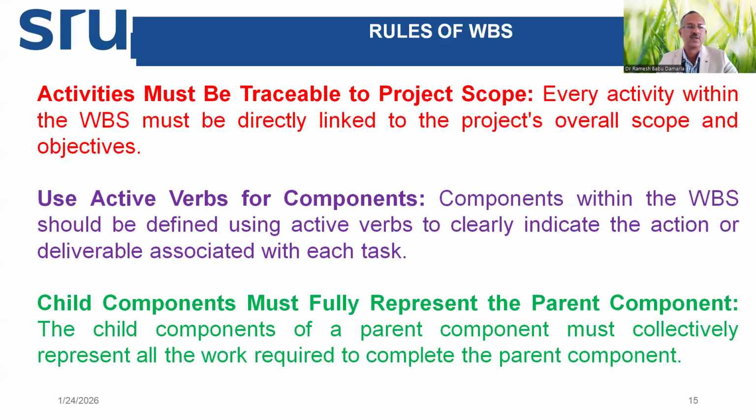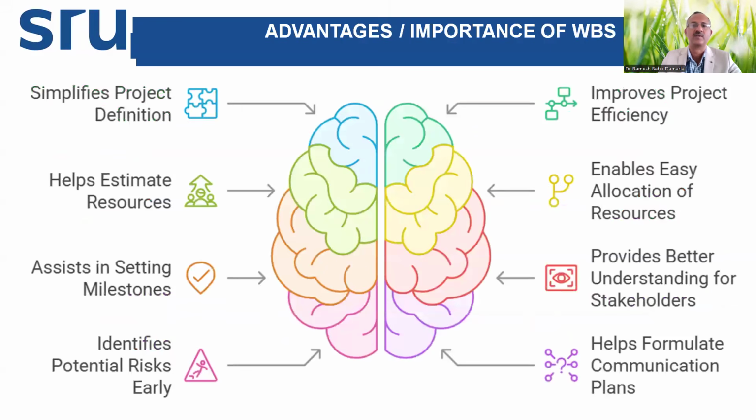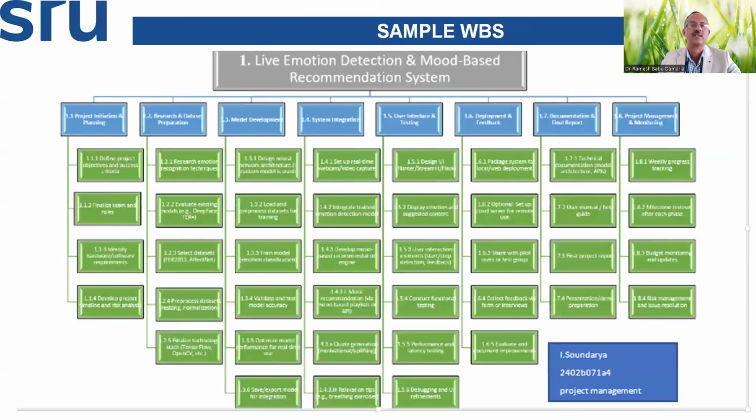Next rule is child components must fully represent the parent component. Now the parent component means the main deliverable. Under that we are dividing small tasks. So small tasks are called child components. The subheadings, main headings are called parent components. As we can see in the diagram, I'll just refer to the diagram again. You can see here, the bottom green color components are child components. The blue color one is the parent component.